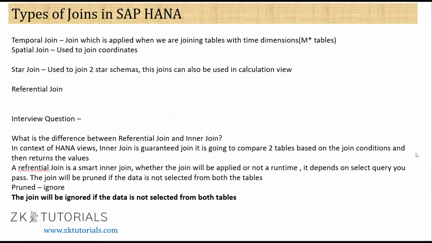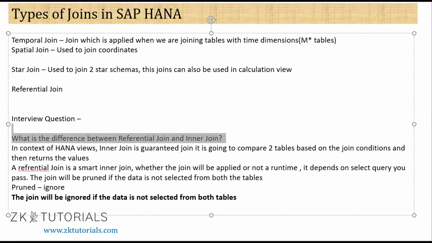So this is a very important question. What is the difference between referential join and inner join? You can say inner join will check the join condition, referential join will check the select query. That's all. Is this clear, guys? I hope this one is clear to all of you.